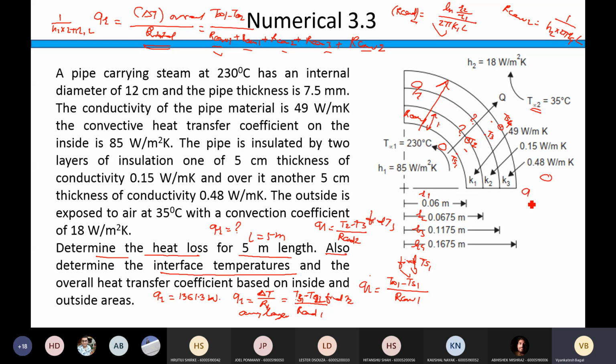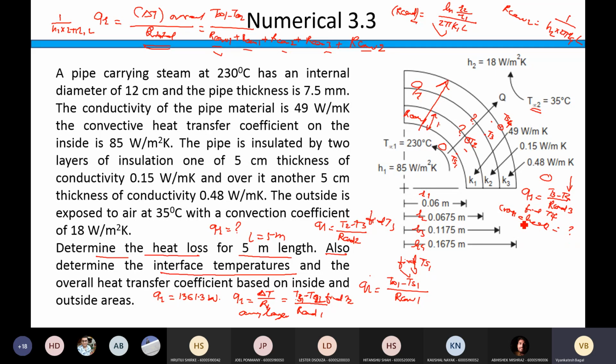Next you will use the same expression QR and write T3 minus T4. I am writing the equation for this layer: T3 minus T4 divided by R conduction 3. So this will give me T4. T3 I just now calculated here. So from this find T4. And now once you know T4, you can cross check.